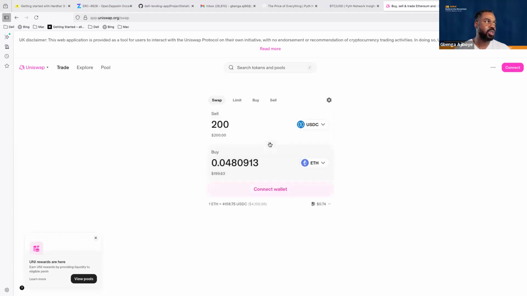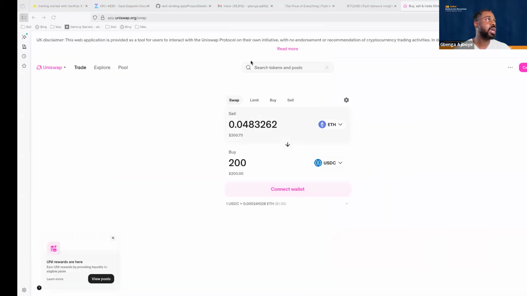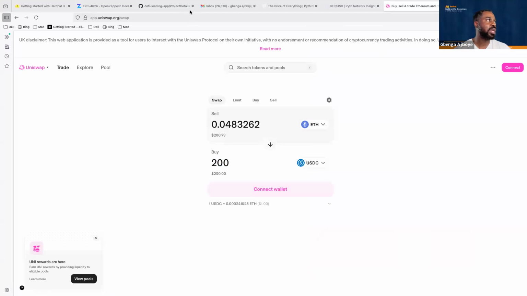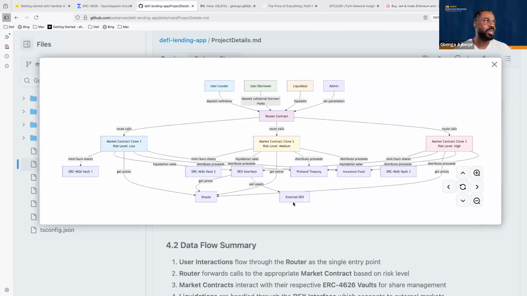Since we've been on this call, I'm sure you've seen the price of ETH move. See, it's never static, it's always moving. But this generally doesn't move as much. So yeah, we're going to be using that. So that's the external DEX. So I mentioned that when we get some proceeds from liquidation, we pay the treasury, we put 10% in an insurance fund, then we also pay the vault, and yeah, pretty much it.